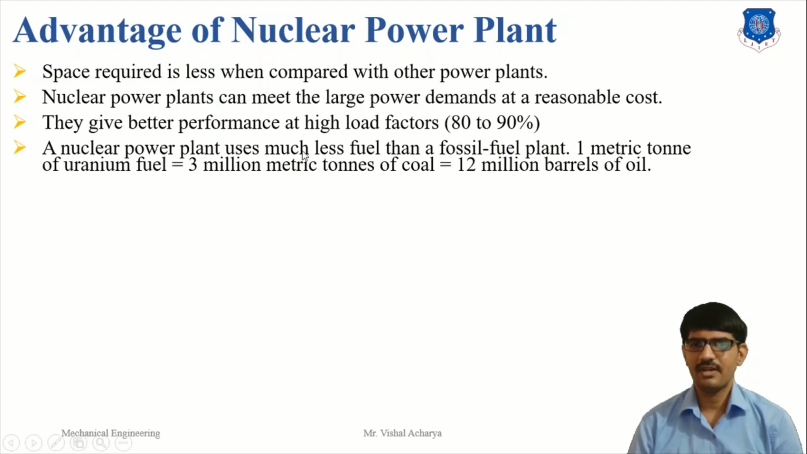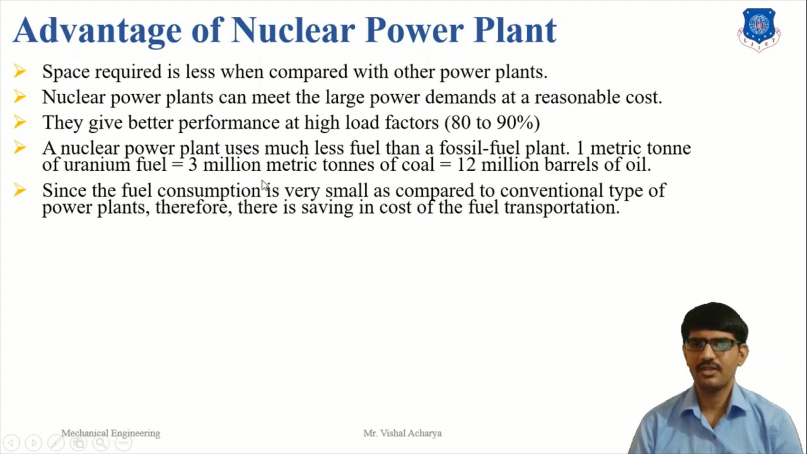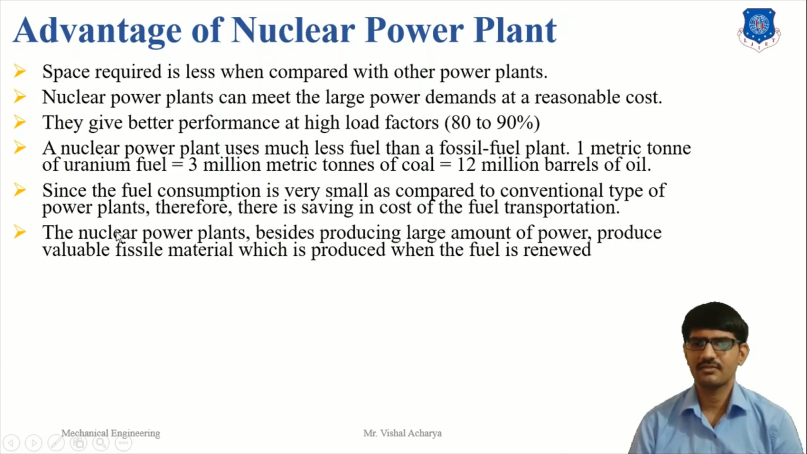A nuclear power plant uses much less fuel than a fossil fuel plant. 1 metric ton of uranium fuel is equivalent to 3 million metric tons of coal and 12 million barrels of oil. Since the fuel consumption is very small compared to the conventional type of power plant, there is saving in the cost of fuel transportation. Besides producing a large amount of power, the nuclear power plant also produces fissile material when the fuel is renewed, as in a fast breeder reactor.